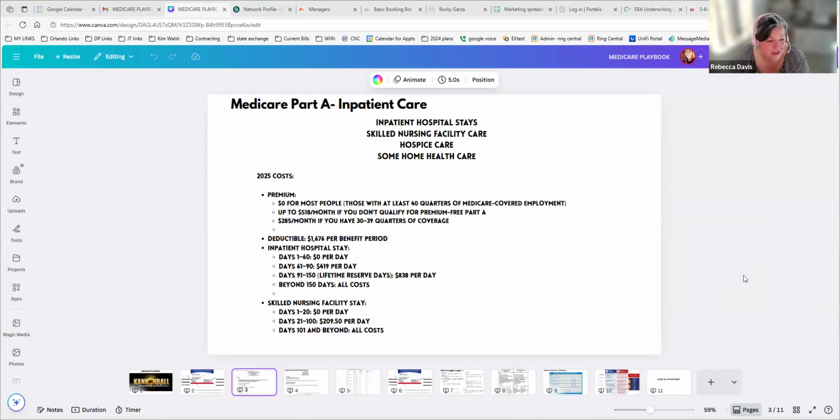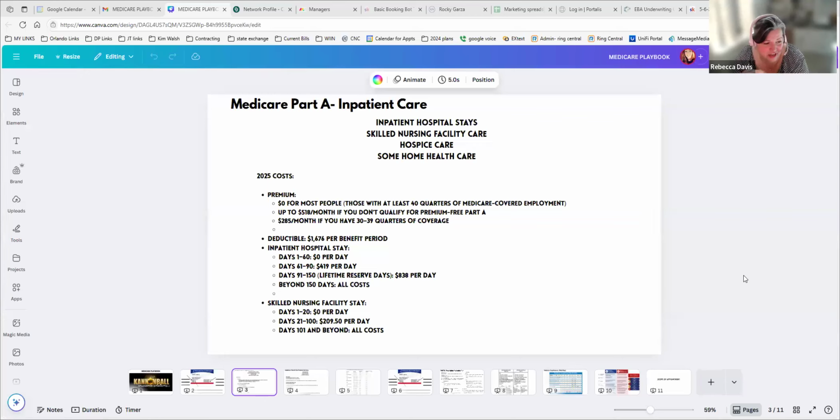Now, if you're on a plan, it'll help offset those costs for you. They do have their limits as well, but there is a little more coverage there when you have a plan to pair with it. But ultimately, Medicare says you get 150 lifetime reserve days. That's lifetime. That's not yearly. That's not every time you're in the hospital. That is lifetime. So once they're done, they're done.